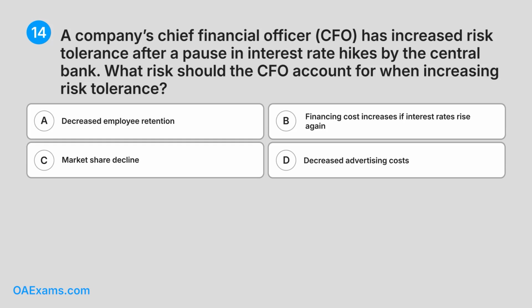14. A company's chief financial officer, CFO, has increased risk tolerance after a pause in interest rate hikes by the central bank. What risk should the CFO account for when increasing risk tolerance? A. Decreased employee retention. B. Financing cost increases if interest rates rise again. C. Market share decline. D. Decreased advertising costs. Can you guess the answer?